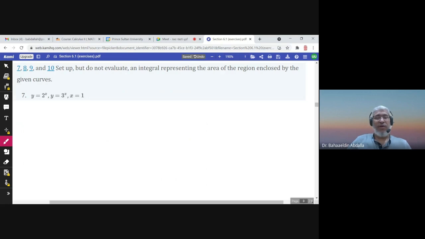Now we don't have graphs, we are given some curves, and we need to set up, but not evaluate, an integral representing the area of the region enclosed by these curves. So we need to graph this region first to understand what's going on.